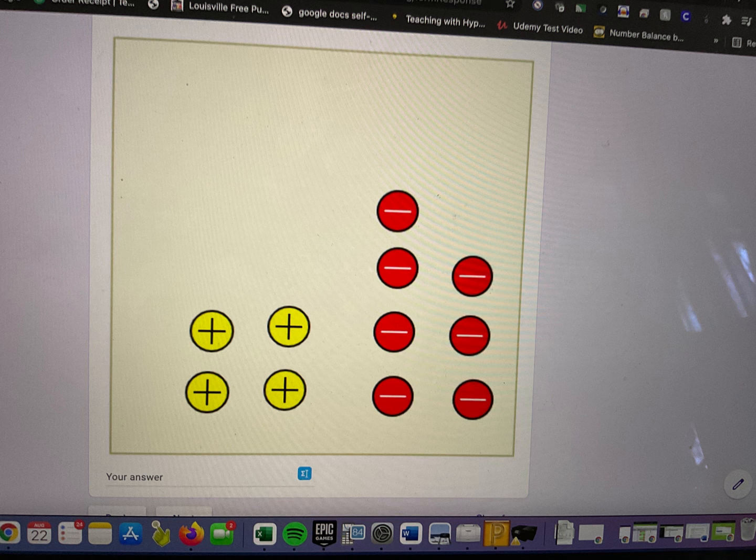For our last problem, exactly the same idea. So here I have 4 positives, and then here I have 5. Oh, no, I don't have 5. Oh, my goodness. I have 7 negatives. It would help if I could count.